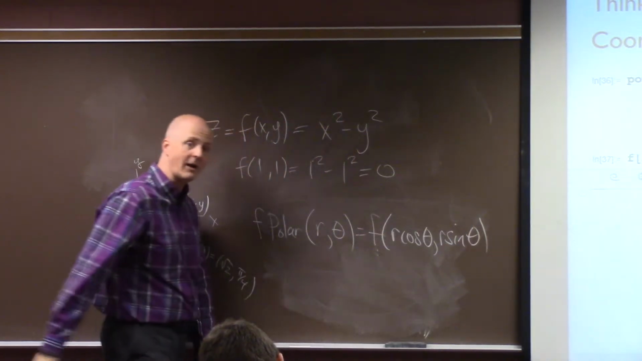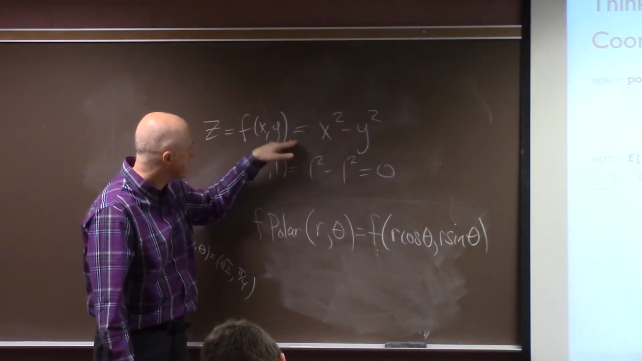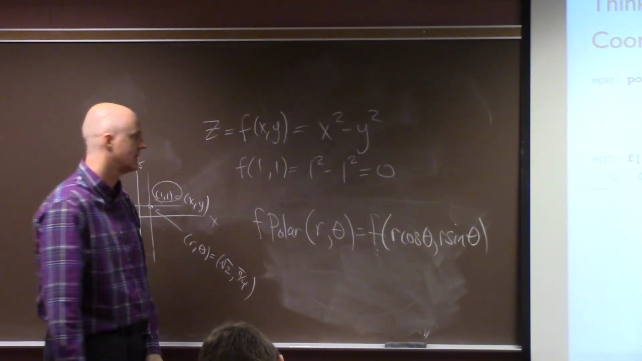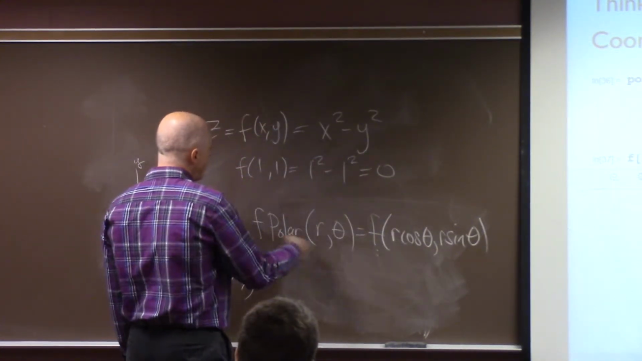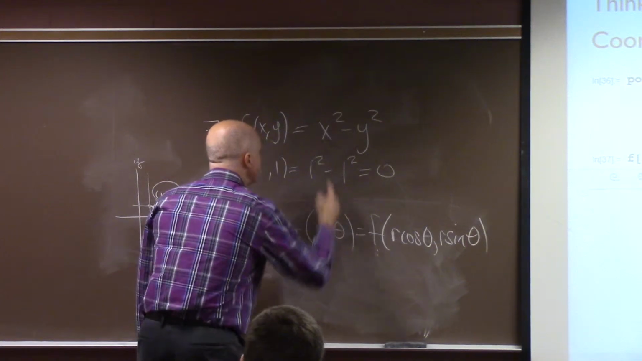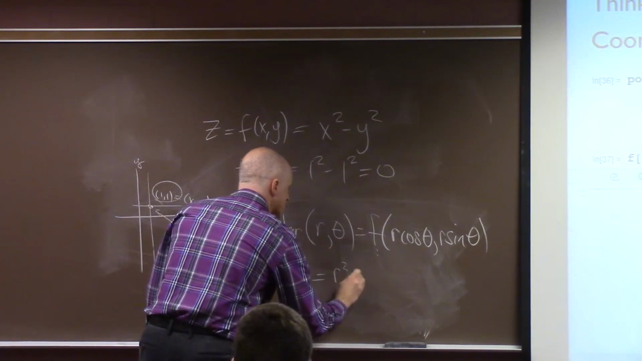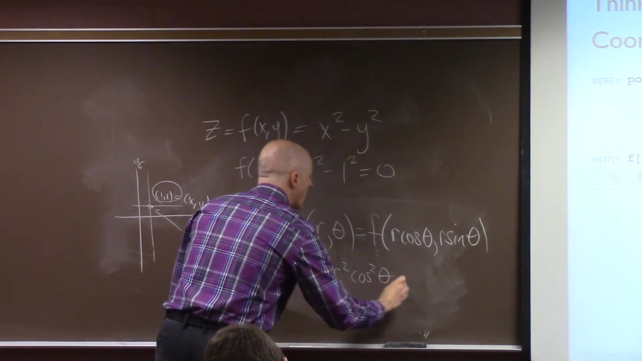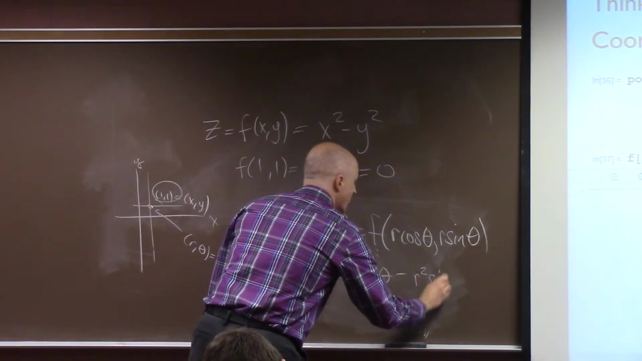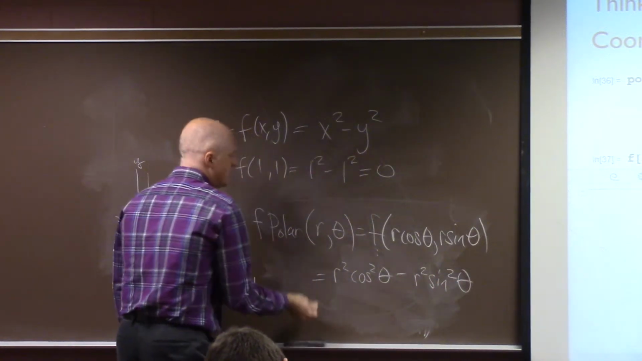That'll give you the x and y coordinates of the point, and then that can be plugged into this formula to get the right temperature. As far as the formula for f polar, it's going to look different. X squared is going to be r squared cos squared theta. Y squared is going to be r squared sine squared theta. You could leave it like that.